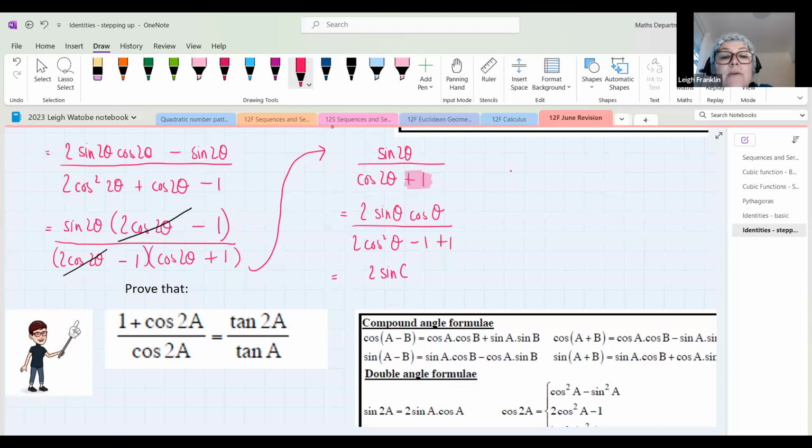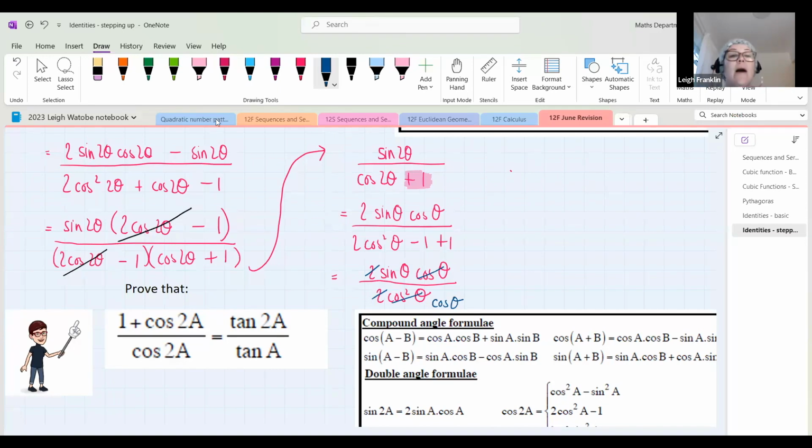So I've got 2 sine theta cos theta over 2 cos squared theta. I no longer have terms, right? There are no more pluses and minuses at the top or at the bottom. So now I don't have to factorize. I can cancel. So 2 divided by 2 is going to leave me with 1. The other thing that I can do is that cos theta and that cos squared theta, that's going to leave me with cos theta left over at the bottom.